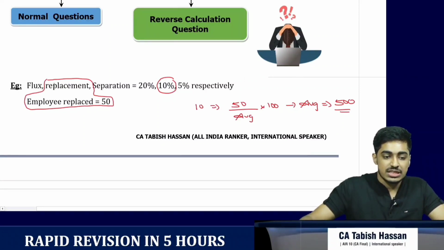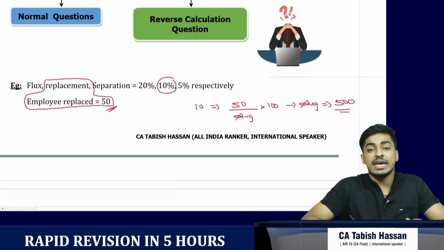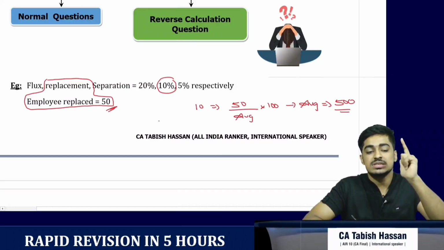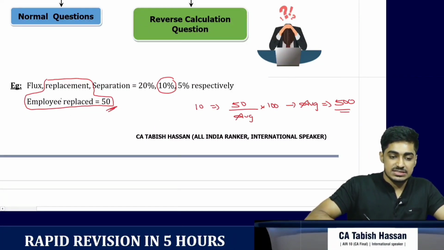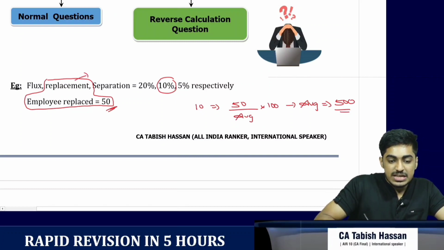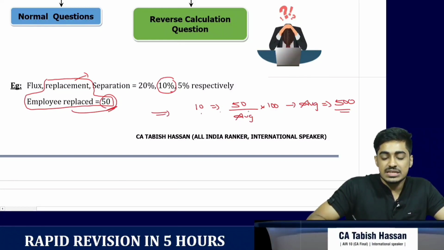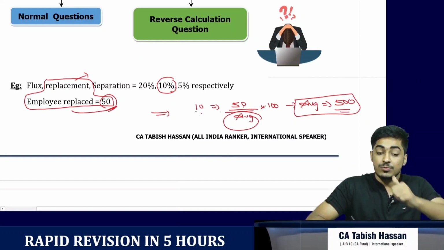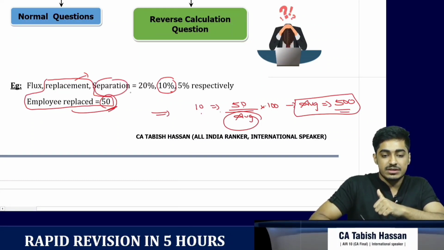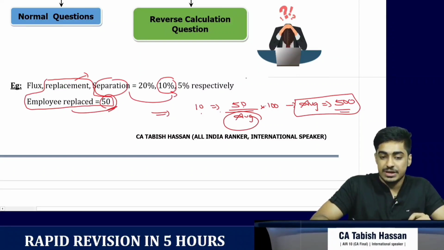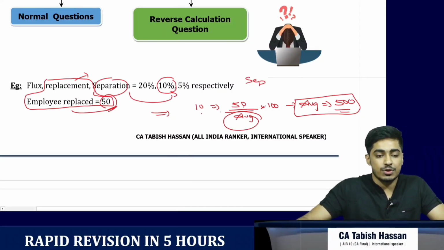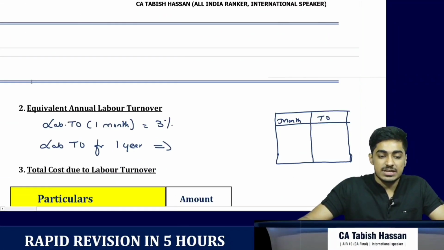Say for example, look at this question. They've given flux, replacement and separation percentage. They've also given us the employees replaced. So we have to calculate average employees, the employees separated, and the new accessions. How do we do this? Here replacement percentage is given, replacement number is also given. So based on that, put in the formula: 10% is equal to employees replaced, that is 50, divided by average employees into 100. Average employees is missing. We substitute and we get the average employees as 500. So now we have the average employees. We have the separation method, so we can substitute and get the number of employees separated. And accordingly, we can also get the number of employees newly joined as per the flux method also.